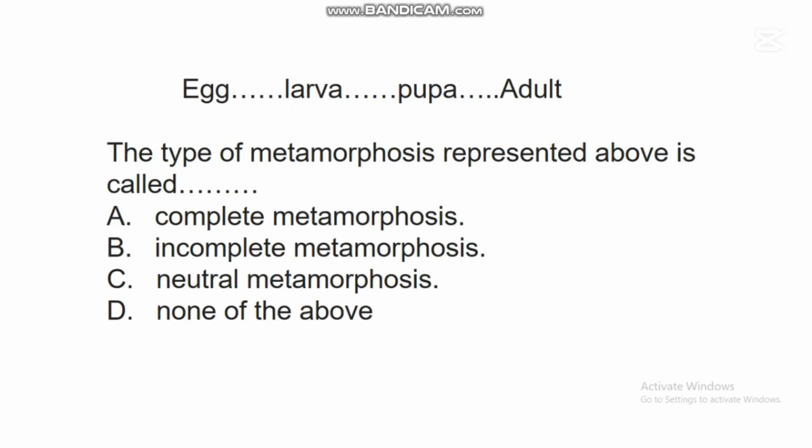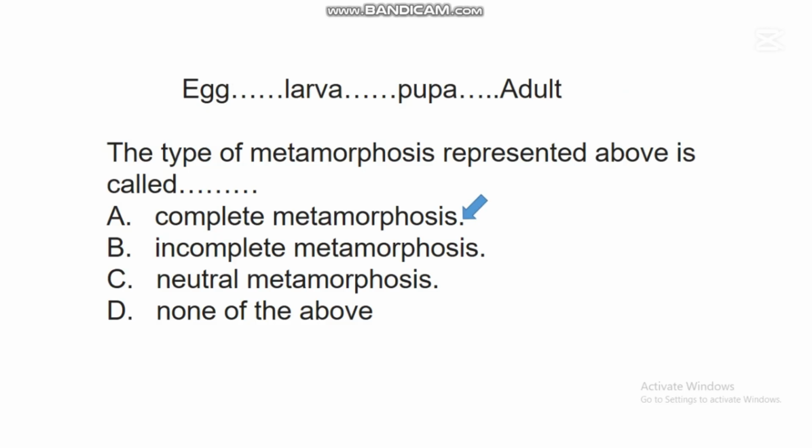The next question says, the type of metamorphosis represented above is called dash. A. Complete metamorphosis, B. Incomplete metamorphosis, C. Neutral metamorphosis, D. None of the above. In this question, the correct answer is A. Complete metamorphosis. There are two main types of metamorphosis. We have the complete metamorphosis and incomplete metamorphosis.